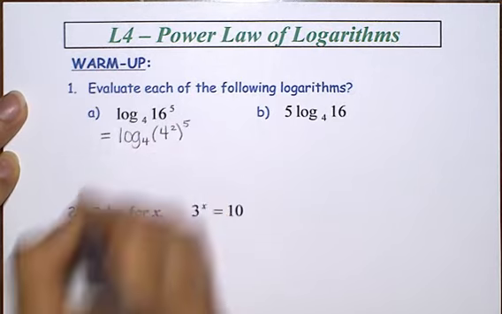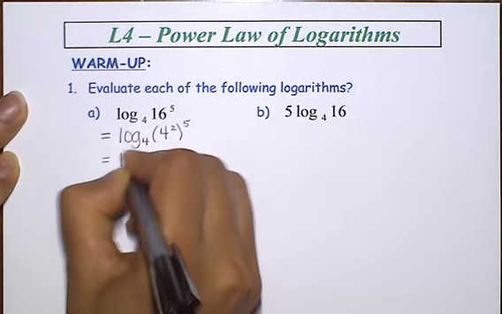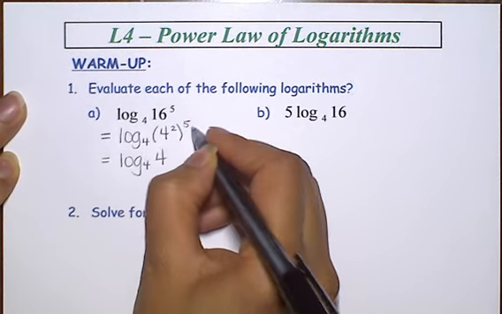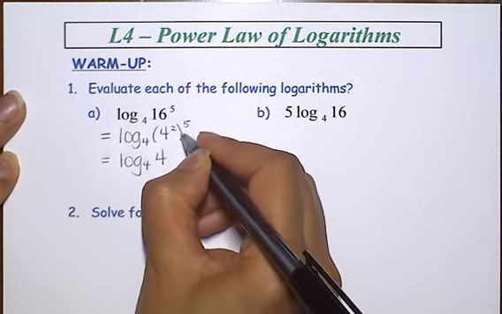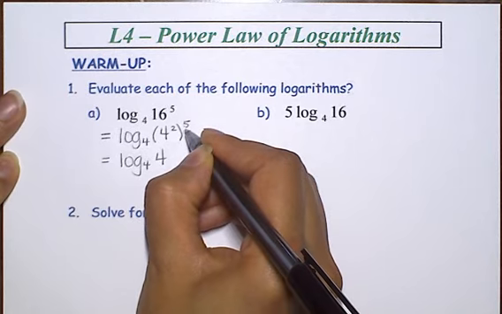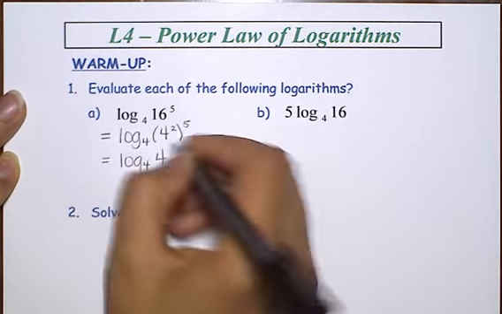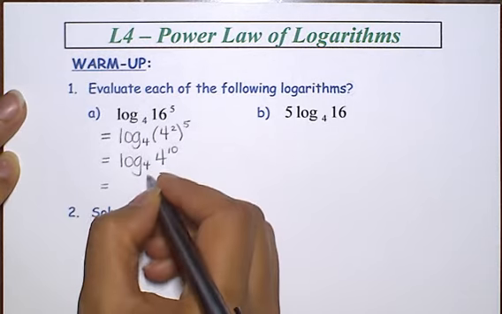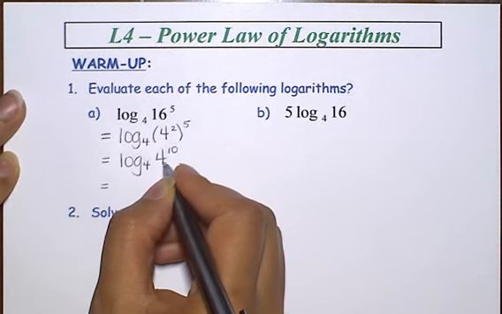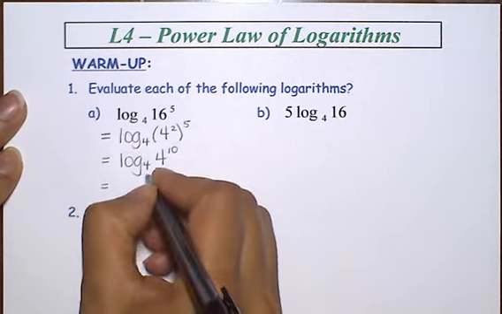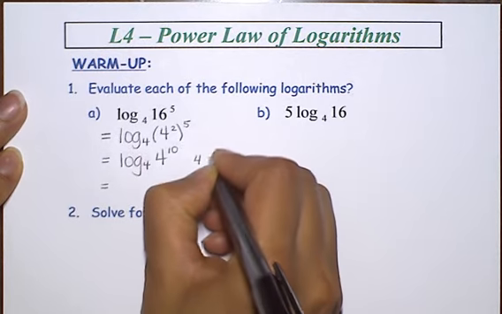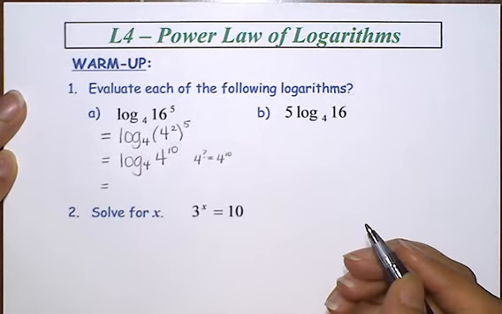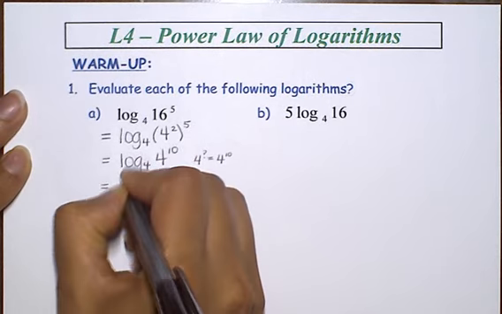Now if I use my exponent laws that I know from grade 9, when I have an exponent applied to another power, I multiply the exponent parts together and I get an exponent of 10. And so because the base of the logarithm and the base of the answer part are the same, I know that 4 to the exponent 10 will give me the answer that I need. So the final answer here is 10.